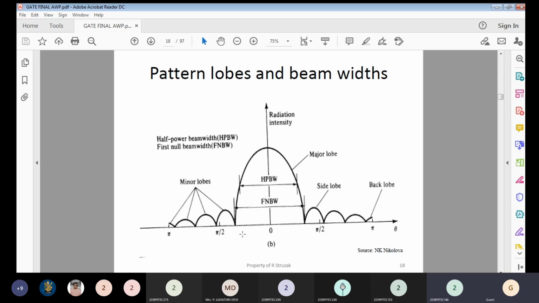When the major lobe hits the very first portion of your intensity line, that is going to be called the first null beam width. See here, the line from here to here is going to be called the first null beam width.